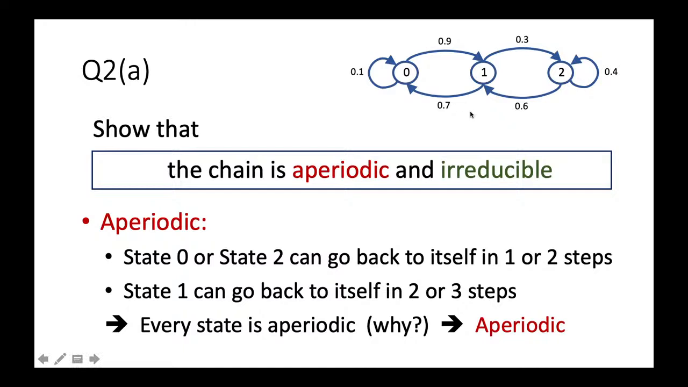And for state 1, it can come back to itself in 2 steps. Of course, it can come back in 4 steps and 6 steps and so on and so forth. But then we also observe that it can come back in 3 steps.